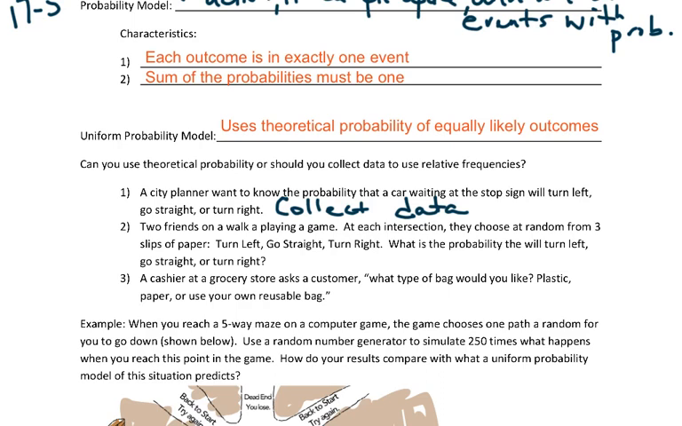So we're going to select that we should collect data here. Number 2, two friends are playing a game. At each intersection, they choose at random from 3 slips of paper: turn left, go straight, or turn right. What's the probability they will turn left, go straight, or turn right? Since they're picking slips out of a paper to make their decisions, it really does not need to have data collected for it. So this is theoretical probability.